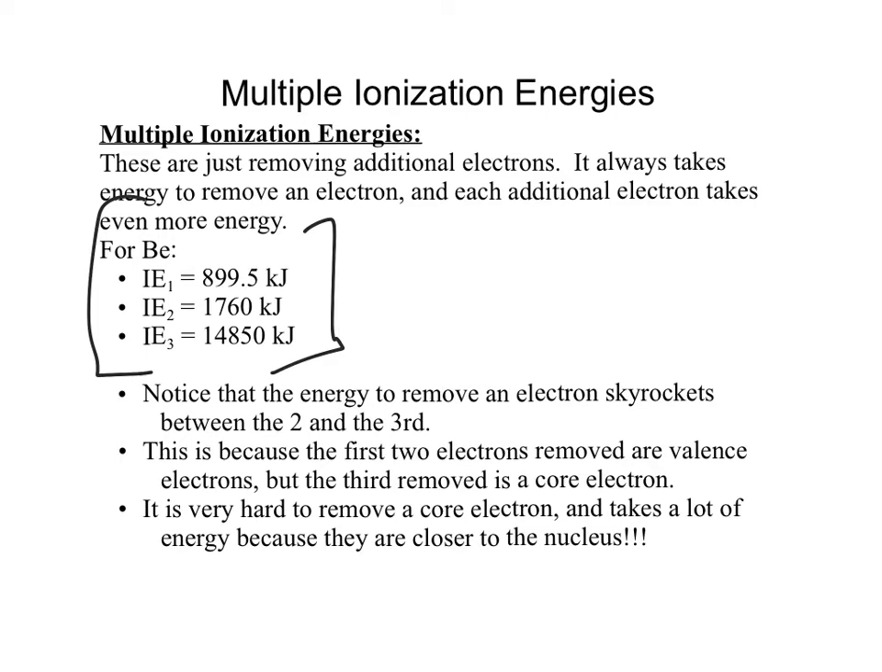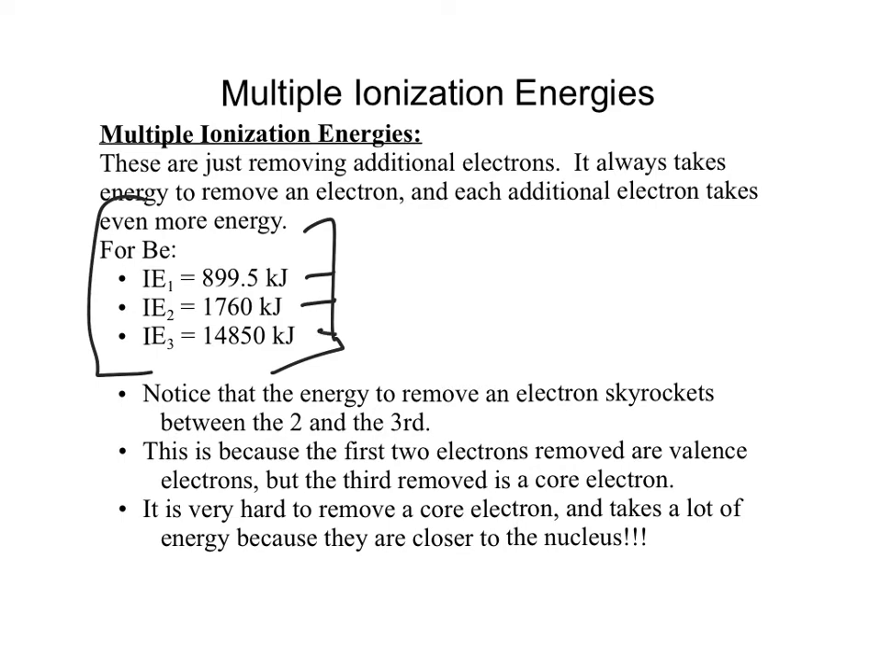If you notice, for beryllium, if I remove the first electron, it takes about 900 kilojoules. And then if I remove the second electron, the next one, it takes 1760. That makes sense. It's going to get harder because I took an electron away, right? So I'm becoming positive. I become a positive ion. It's hard to remove negative things from positive ions. So the more I remove, the harder it's going to get.